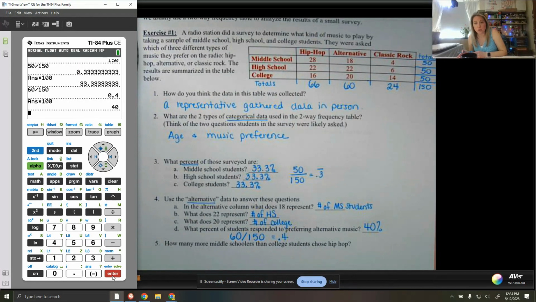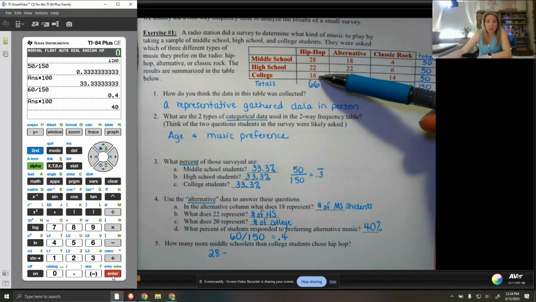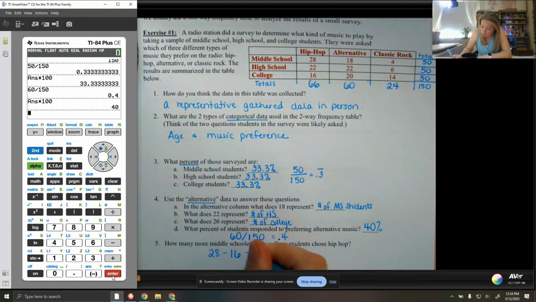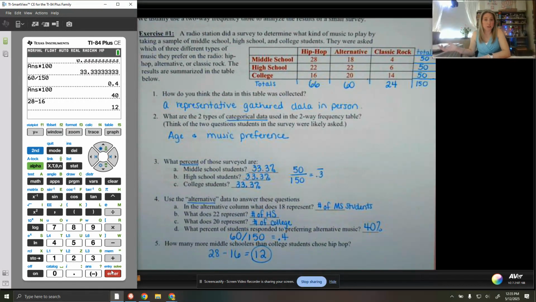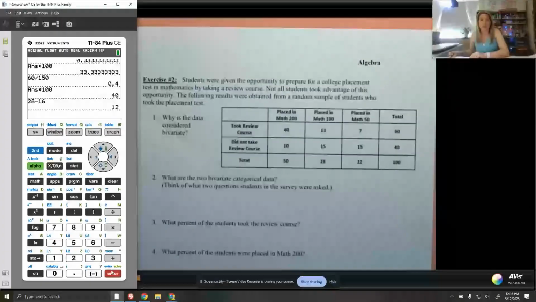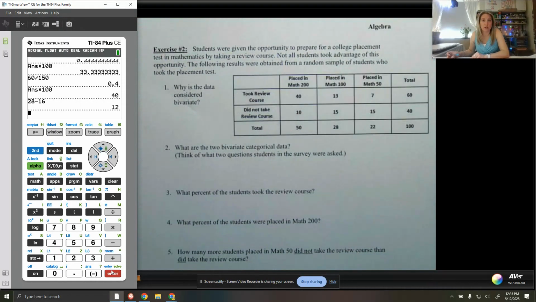Now, how many more middle schoolers than college students chose hip hop? Well, for middle school, there were 28 of them that chose hip hop in the hip hop column. There were 16 college students that chose hip hop. So 28 minus 16 gives us 12 more middle schoolers than college students who picked hip hop. And that's what we use our two-way frequency tables for. So let's look at another table after we looked at this. Sometimes we are asked to fill in tables, so I will do one of those exercises with us as well.